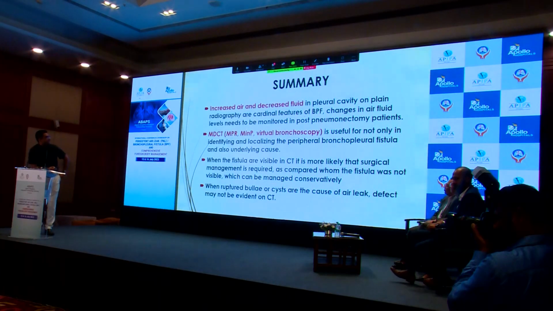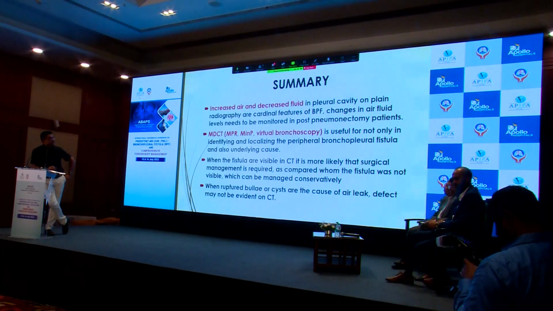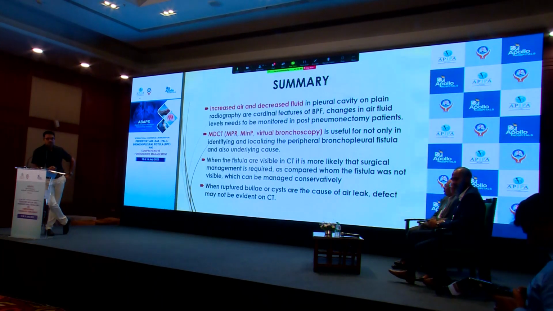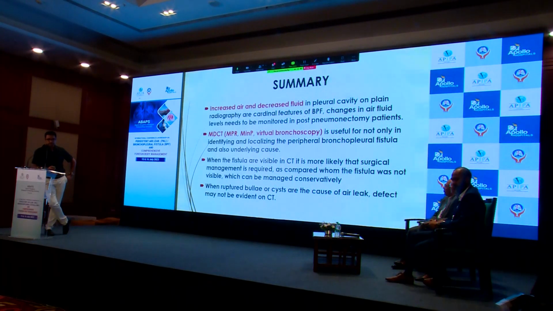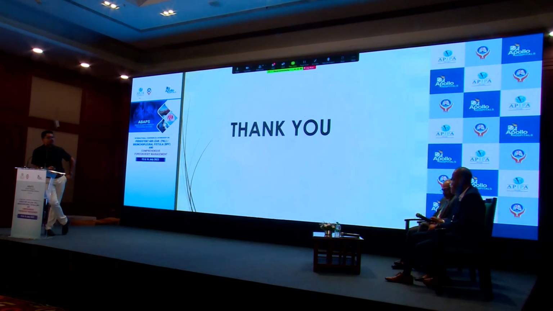So in summary, whenever there is new air in the pneumonectomy cavity, always suspect bronchopleural fistulas. CT is useful in identifying and localizing the fistula, the number of fistulas and the underlying pathology. And when a fistula is seen on CT, definitely it is most often a candidate for surgery. And when ruptured bulla or cysts are the cause of the air leak, we may often not be able to identify it on CT. Thank you.